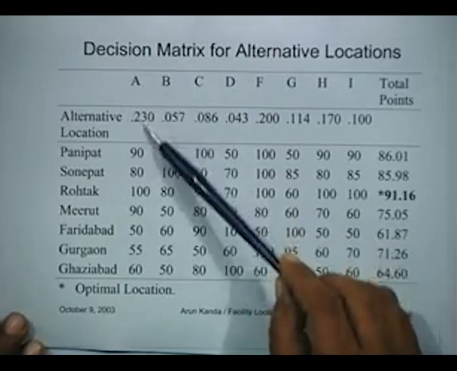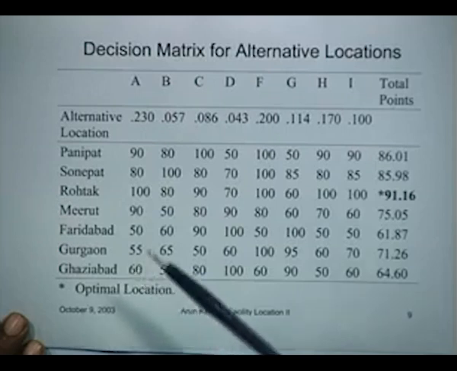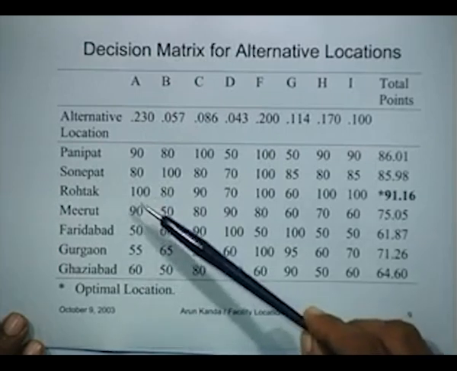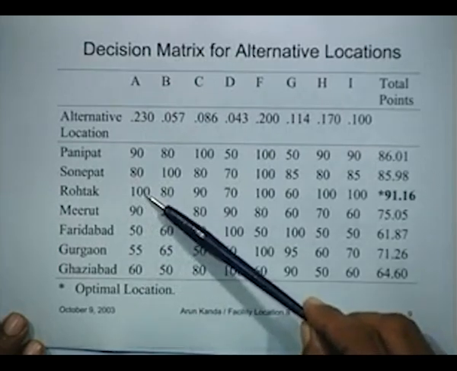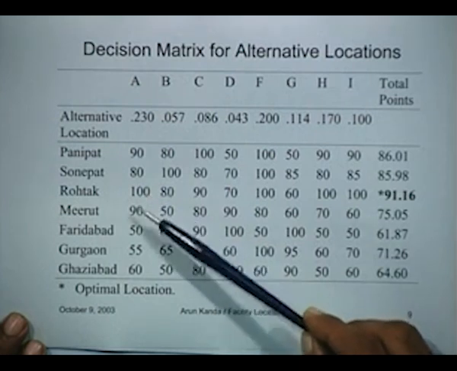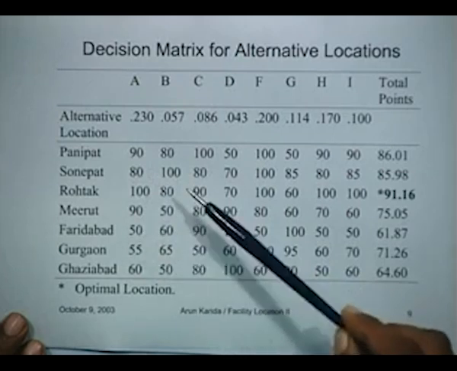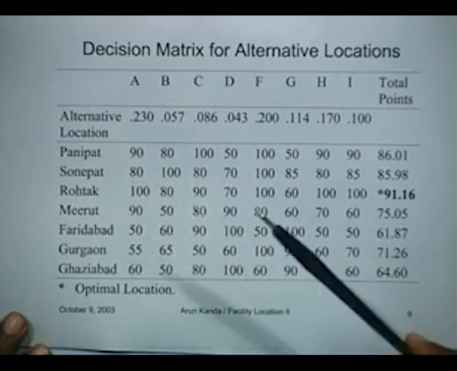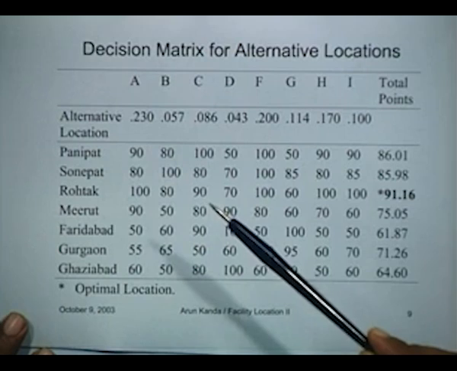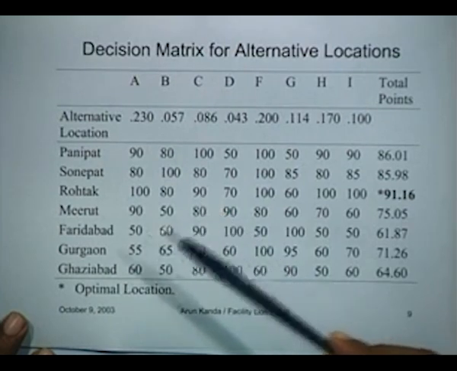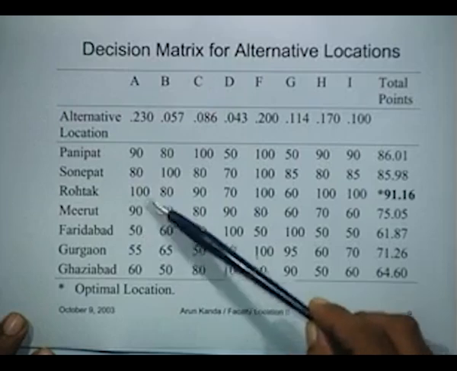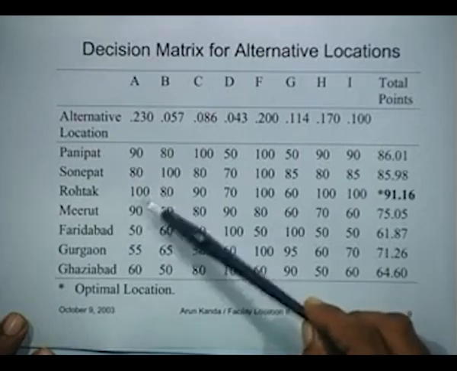Now it was found that in this particular classification, nearness to raw material source, Rohtak was the best. So Rohtak got 100 points. The scheme was that the worst location will be given 50 points and the best location will be given 100 points. It's very much like saying that we normally don't fail candidates in the IIT, and therefore the worst fellow will get 50 marks and the best fellow will get 100 marks.